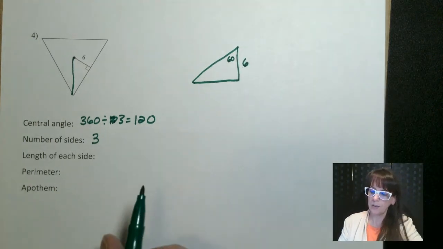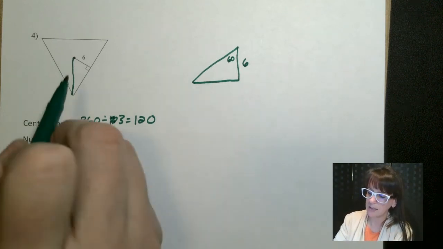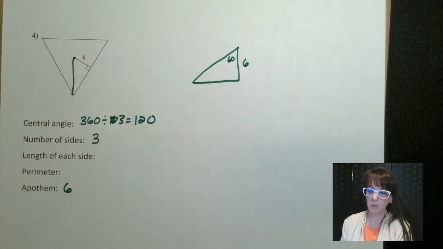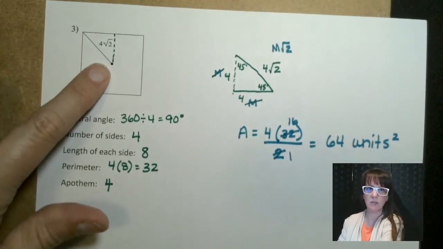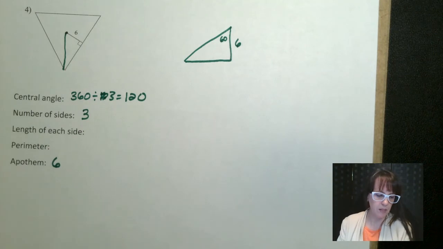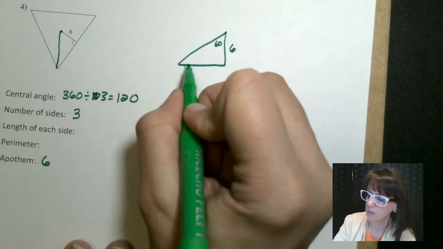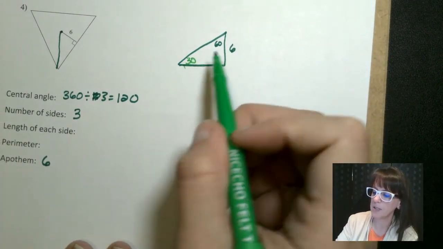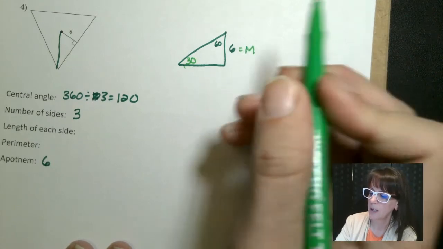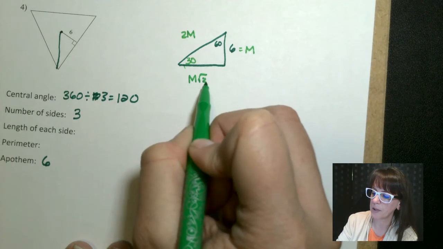So the length of each side, we don't know. Oh, but the apothem is 6, because that's this thing right here, as opposed to the radius, which we had here, the radius going like that. Okay, so looking at this, I'm going to use not red, but let's use green, light green. So if this is 60, ooh, this has to be 30. Remember, opposite 30 is your m. Your hypotenuse is double that, and this is m√3.